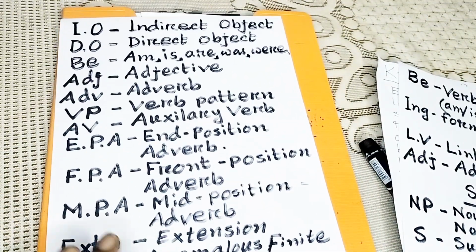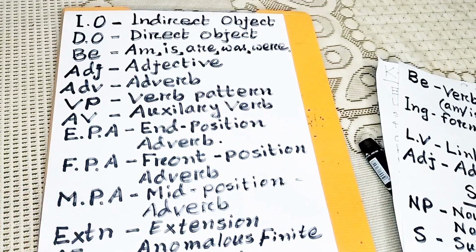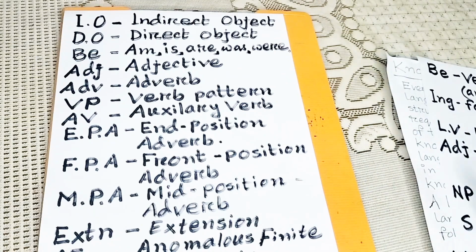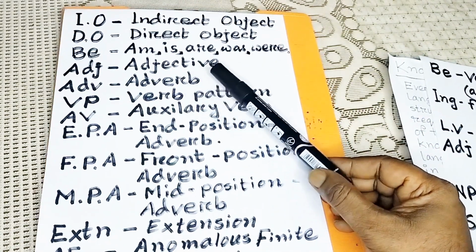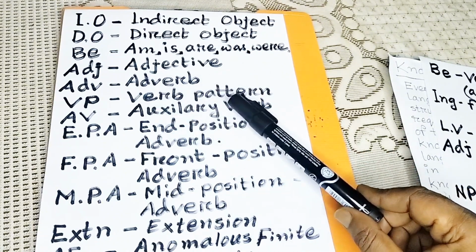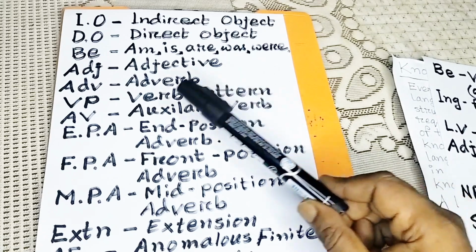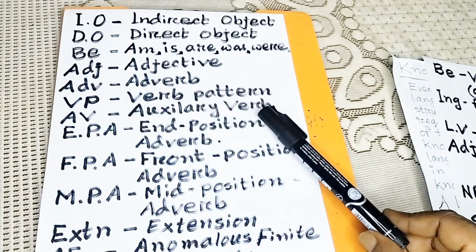Okay, the next one, IO, indirect object. DO means direct object. BEB, that means am, is, was, were. ADJ means adjective or adverb. ADJ means adjective. ADV, adverb. VP, verb pattern. AV, auxiliary verb.